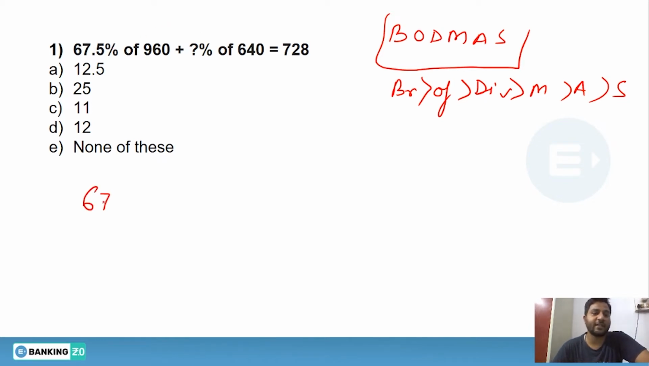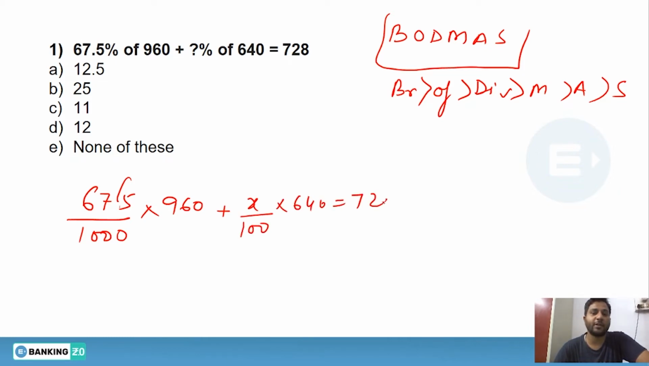It's 67.5%. So it will be like this. You have to remove this point and it will give you another 0. Here x%, that means x by 100 into 640 is equal to 728. Now you just need to solve this question. How can you solve this question? Look at this.